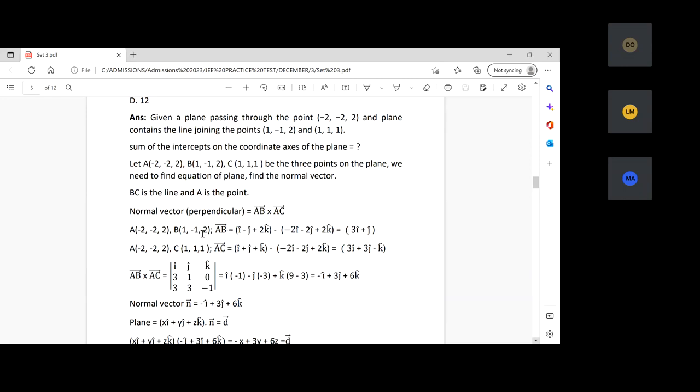What will this value be? This is i minus j plus 2k. This is minus 2i minus 2j plus 2k. So you just solve it and you'll have AB as 3i plus j. The second one is this and this.